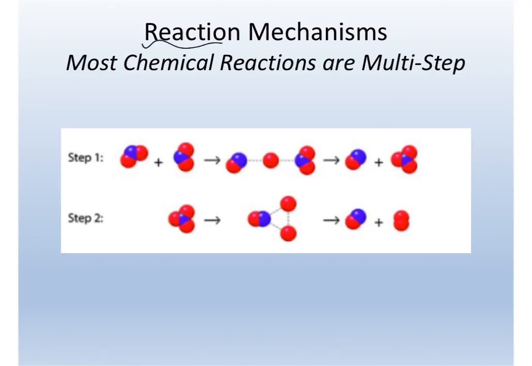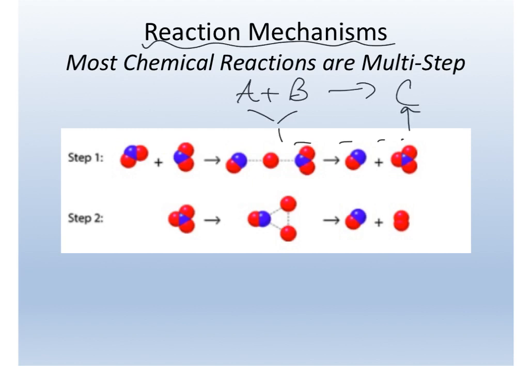This lecture is on reaction mechanisms, which is simply the step-by-step process by which chemical reactions occur. And most of the time you're just given an overall reaction, like A plus B yields C. But in most cases, what really happens is the reactants go through one or more steps to arrive at the final product C.